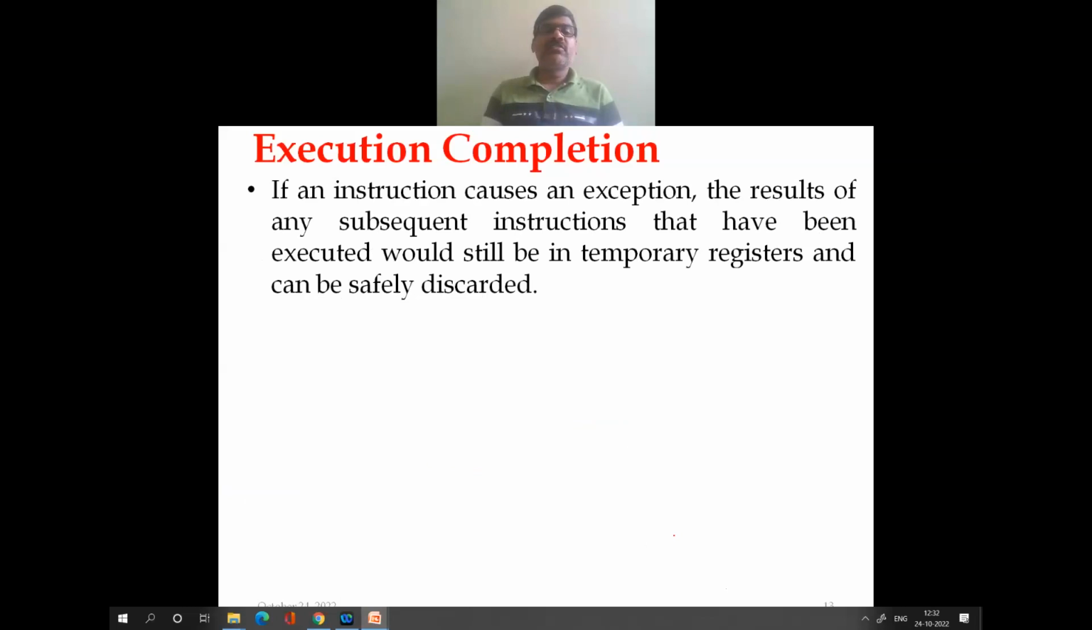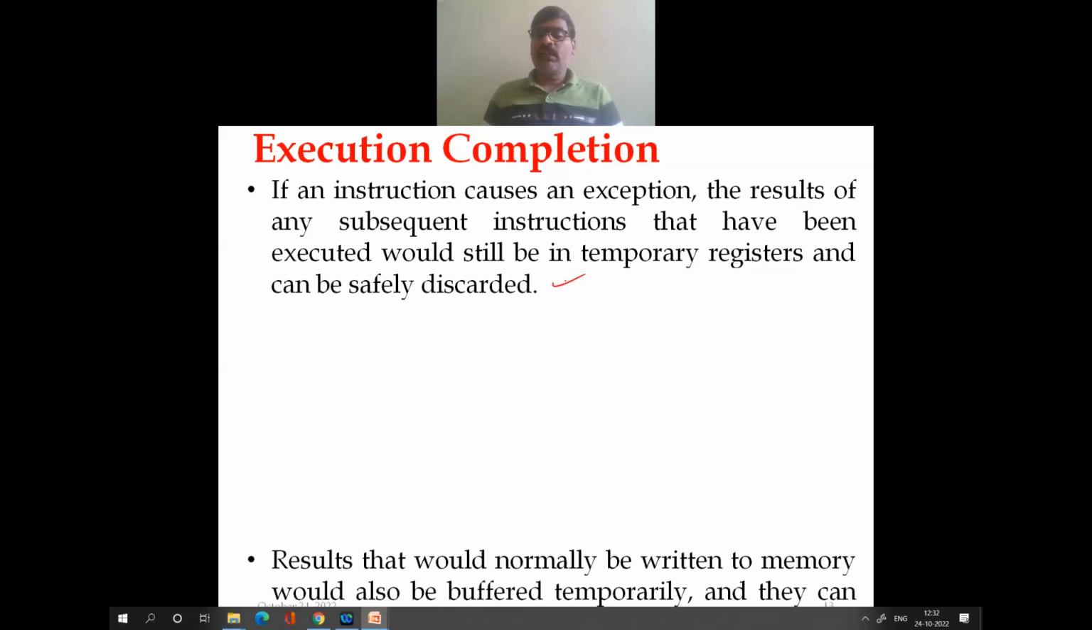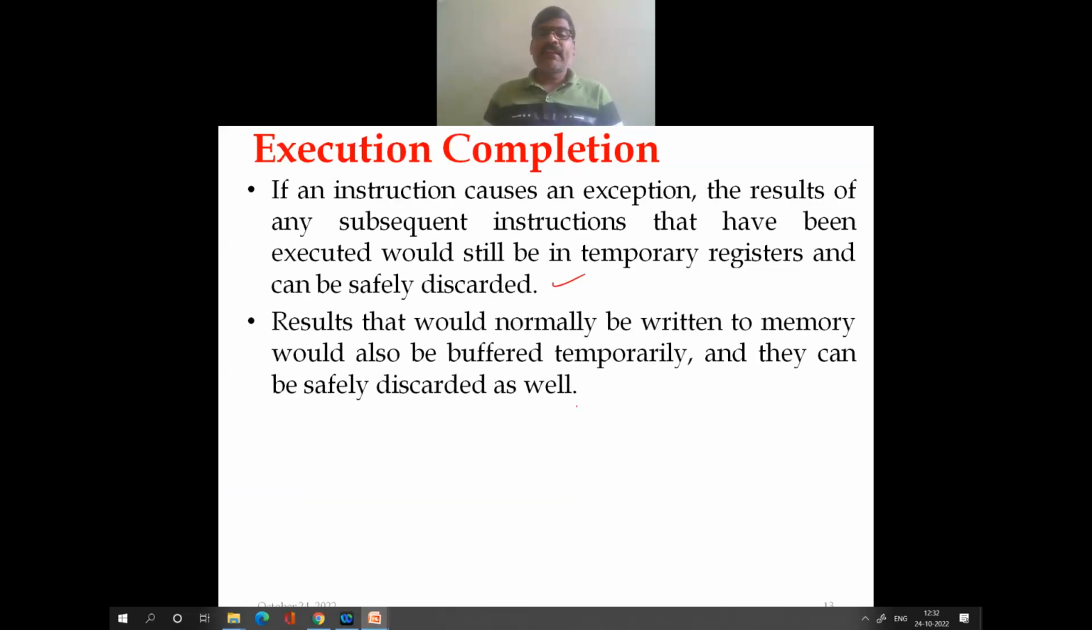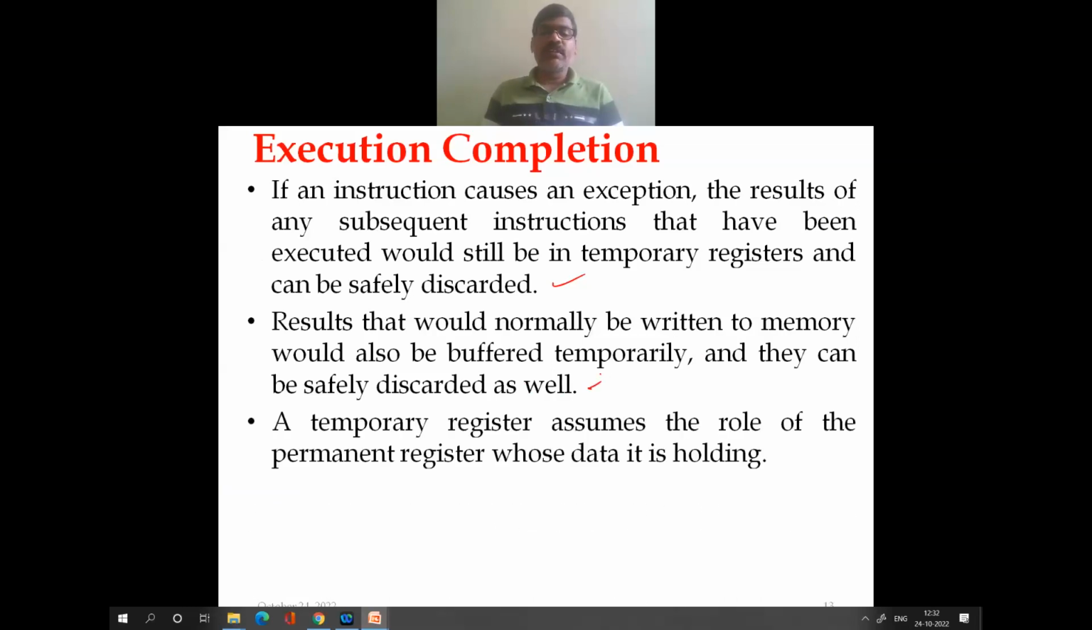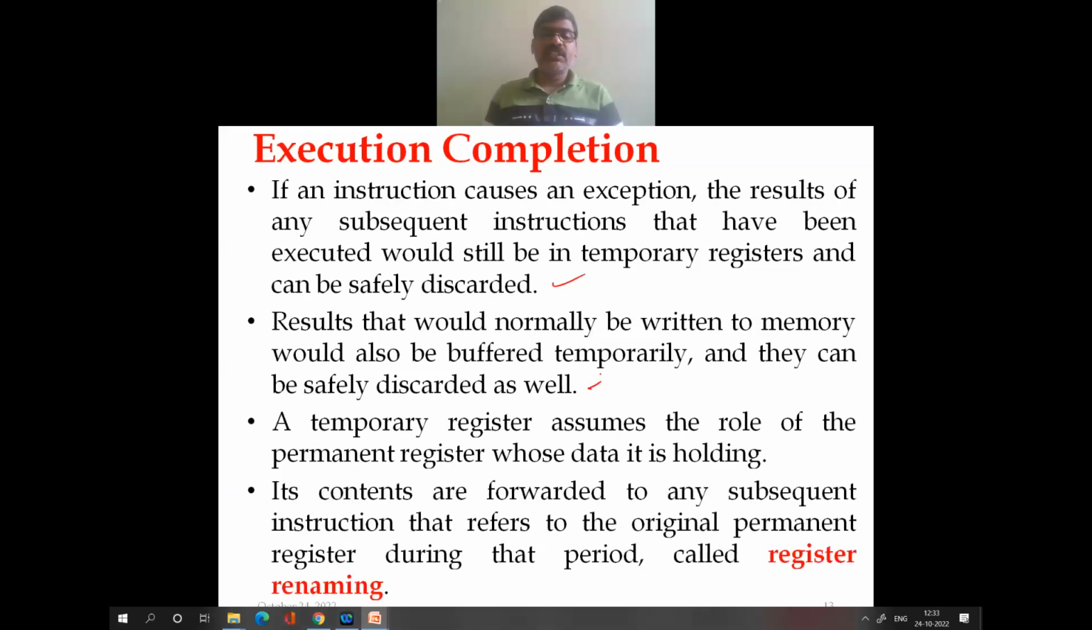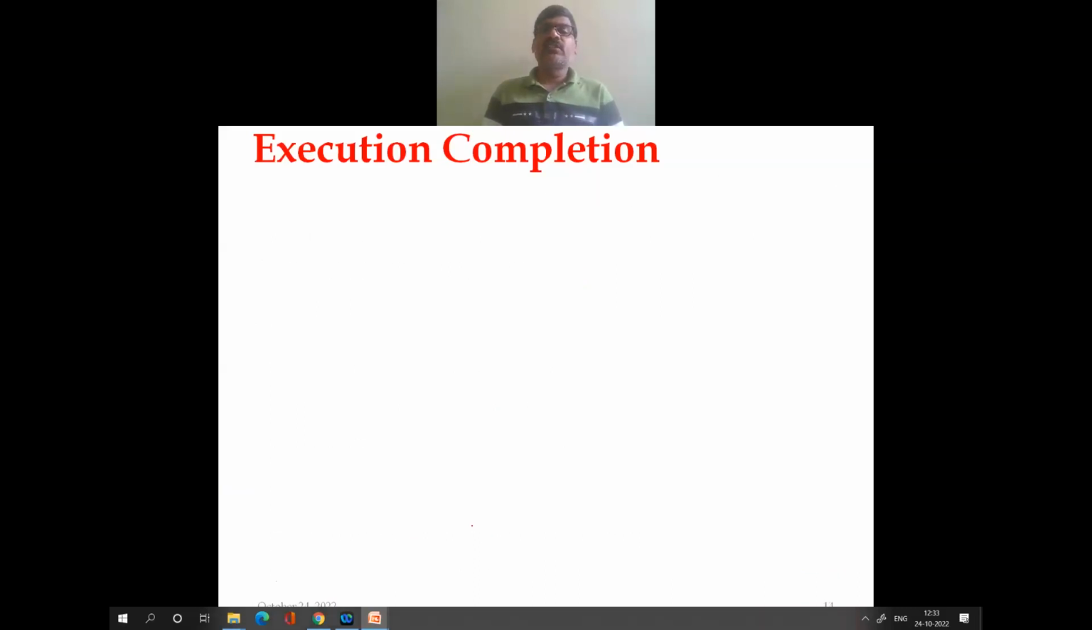If an instruction causes an exception, the results of any subsequent instructions that have been executed would still be in temporary registers and can be safely discarded. Results that would normally be written to memory would also be buffered temporarily, and they can be safely discarded as well. A temporary register assumes the role of the permanent register whose data it is holding. Its contents are forwarded to any subsequent instructions that refer to the original permanent register during that period. We call that process register renaming.